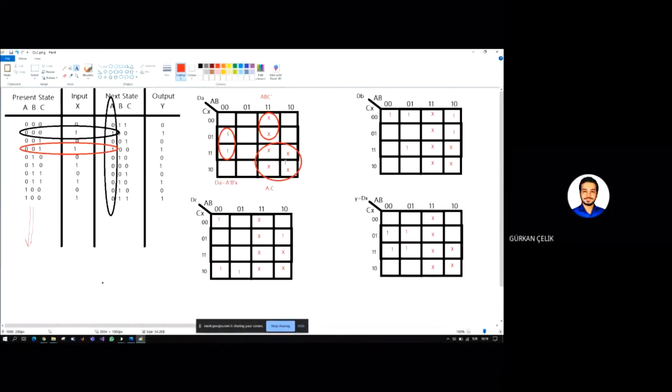If it's like this, it should be dA equals A complement B complement X plus A times B times C complement plus A times C. It should be like this. But here we shouldn't write this, because they are don't cares. That's why we shouldn't add this part.